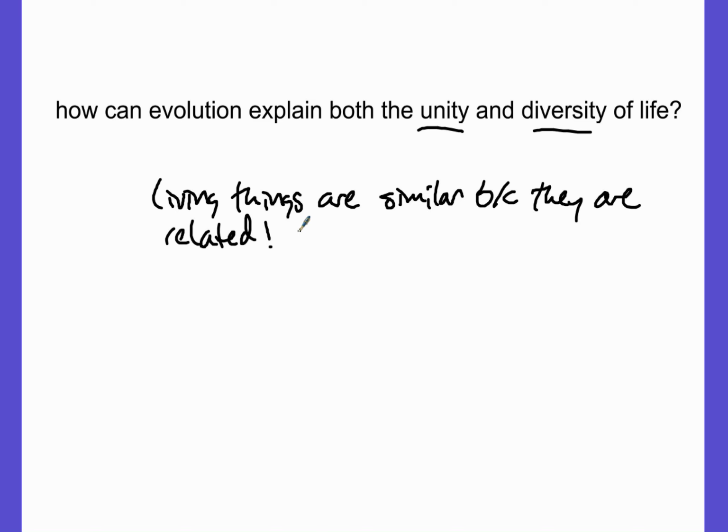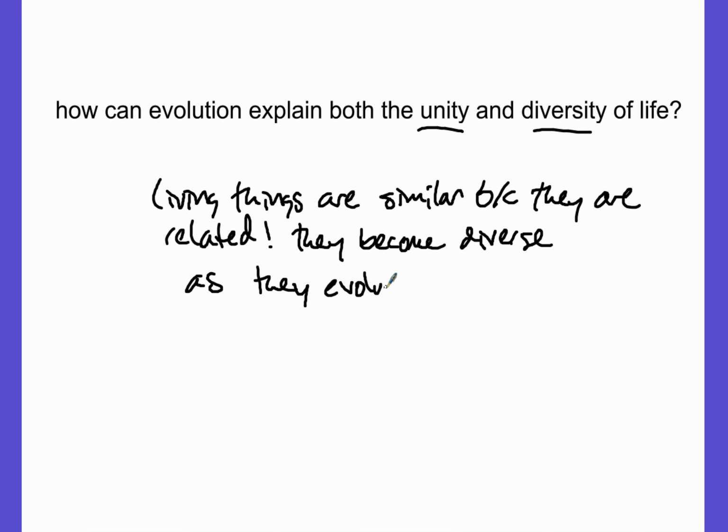Just because we once were similar, just because all of those things ultimately share a common ancestor, doesn't mean that they haven't been evolving and changing to different environments for a very long time. So things become very diverse as they evolve, right? And change to different environments. So they become diverse as they evolve to different environments.